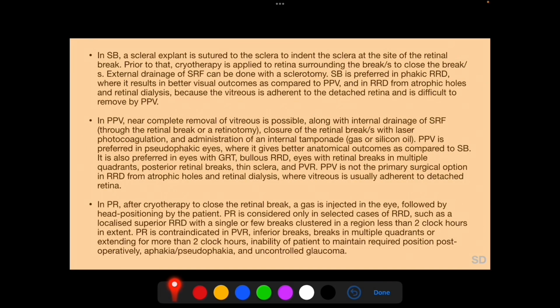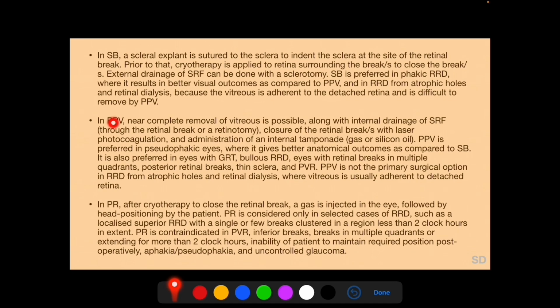In scleral buckling, a scleral explant is sutured to the sclera to indent the sclera at the site of the retinal break. Prior to that, cryotherapy is applied to the retina surrounding the breaks to close the breaks. External drainage of subretinal fluid can be done with a sclerotomy. Scleral buckling is preferred in phakic Rhegmatogenous retinal detachment, where it results in better visual outcomes as compared to PPV, and in RRDs from atrophic holes and retinal dialysis, because in these scenarios the vitreous is adherent to the detached retina and is difficult to remove by pars plana vitrectomy.